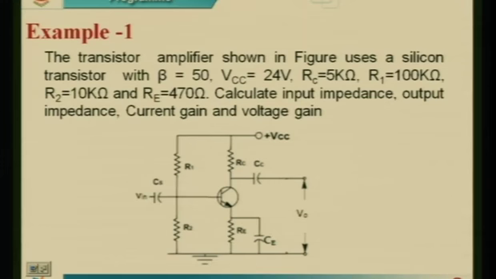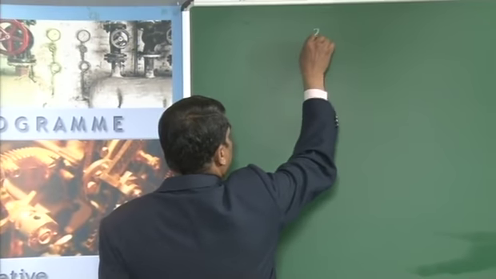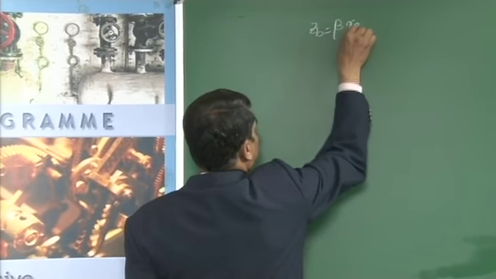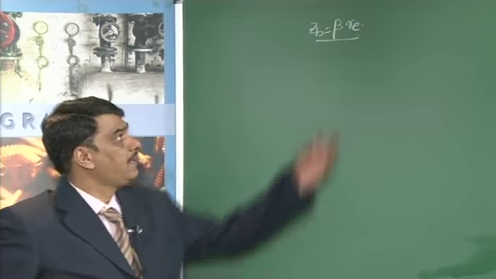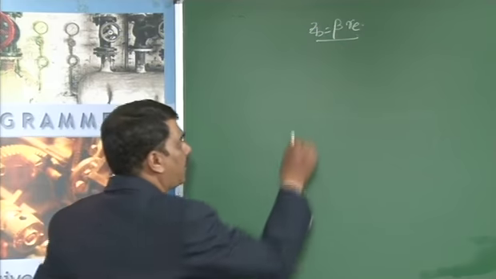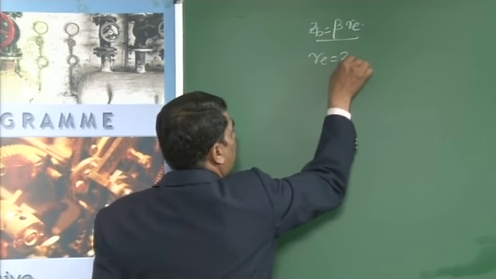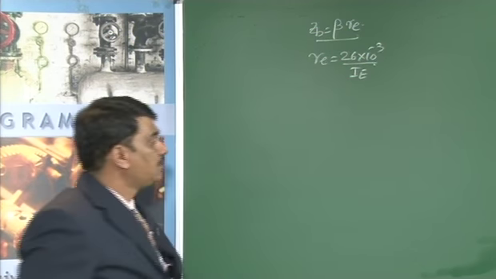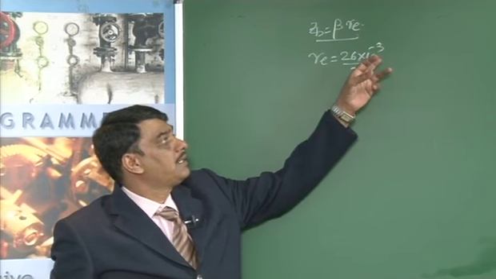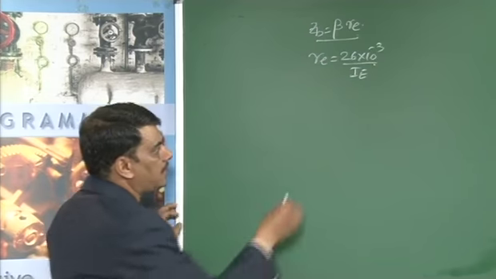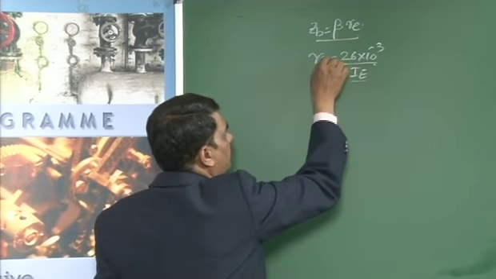For the circuit shown in the figure, to determine the voltage gain, current gain or impedance, ZB depends on beta times re, where re is not given directly. To determine re, we use a formula from the diode equation: re is given by 26 into 10 to the power of minus 3 divided by IE, where 26 into 10 to the power of minus 3 is nothing but the voltage equivalent of temperature at 27 degrees centigrade. We need to determine IE from this circuit and then determine re.